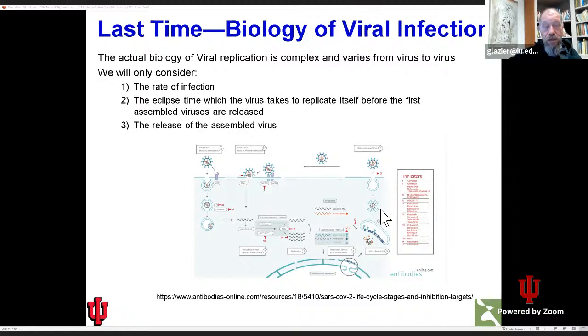Viruses come in a variety of types. They can keep their genome as RNA or DNA. They can be single-stranded or double-stranded. DNA naturally is double-stranded. RNA is usually single-stranded, but there are double-stranded RNAs.